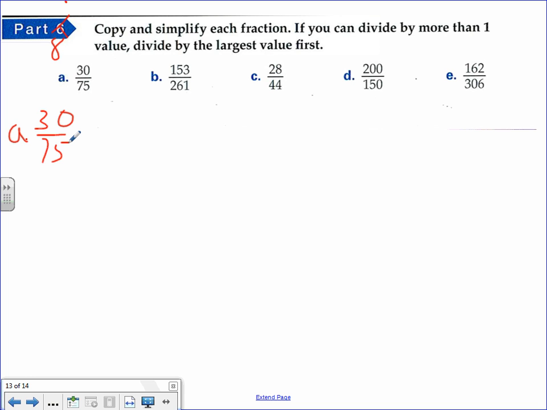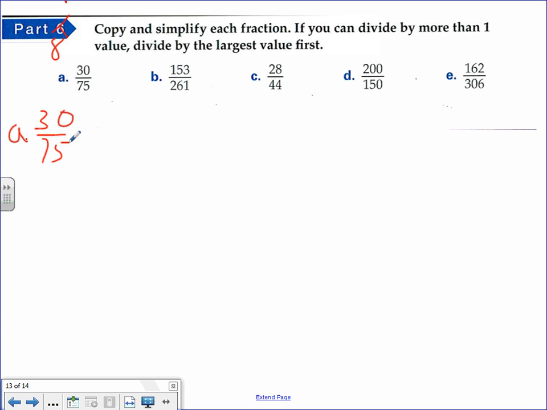The first thing I'm going to look for, again, the numbers you have to choose from to divide by here are 10, 5, 3, and 2. So I'm going to check 10 first. Now 10 would work for 30, but it would not work for 75, so I can't use that. Remember, to be divisible by 10, they both have to end in 0. So next I'll check 5.